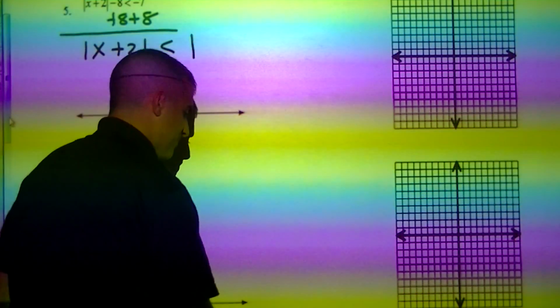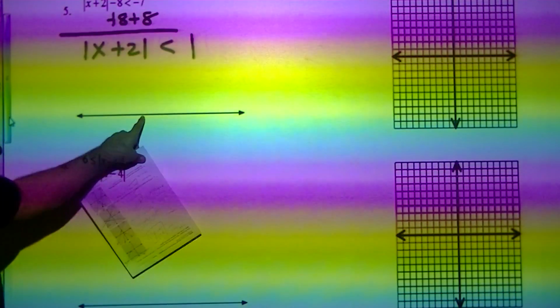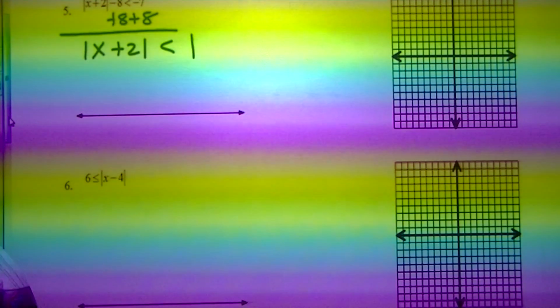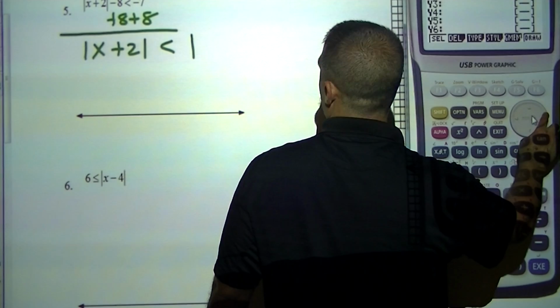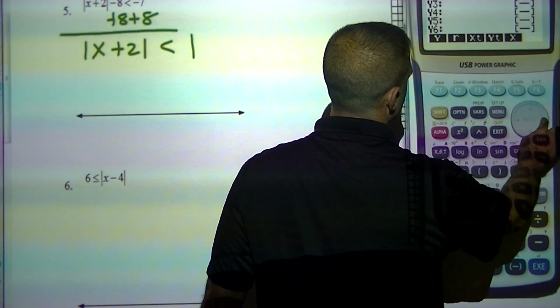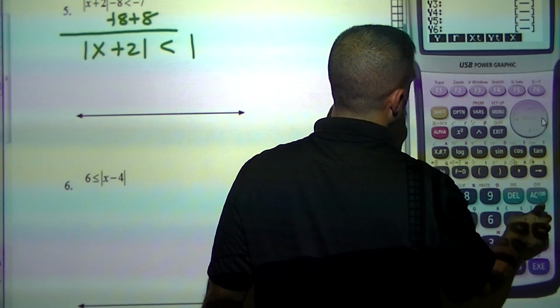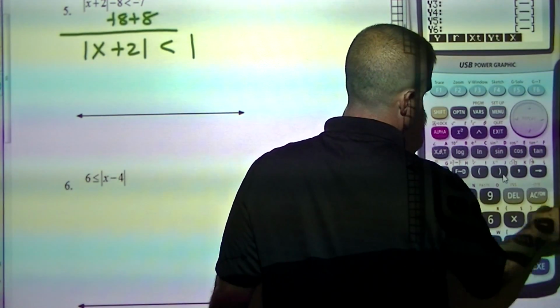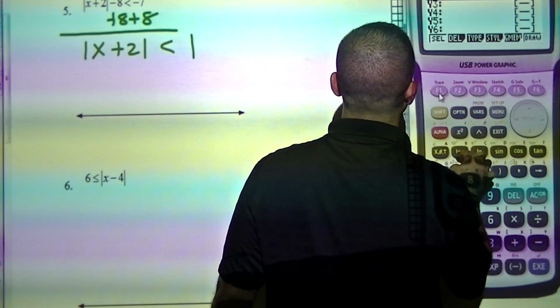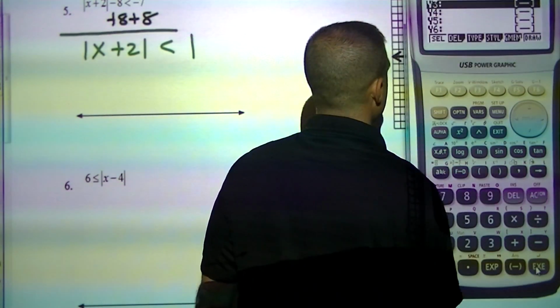Now, I'm going to graph this both here and there. So when I go in to graph it, I'm going to go up and graph x plus 2 on one line. On the other line, I'm going to graph 1. Now I can put the inequalities in here as well.